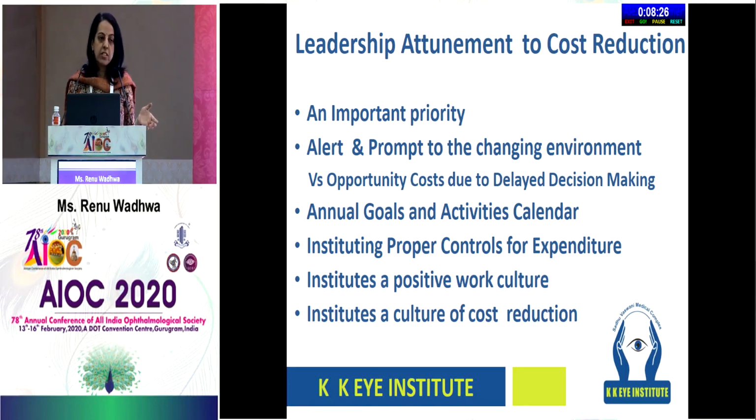We all know emergency requirements and random decisions always are detrimental to cost reduction. Annual goals and activities calendar need to be well in place, because else it's random decision making, or a post-mortem and troubleshooting kind of a situation that we create if we don't have our goals and activities for the year planned well in advance. And handling post-mortems and troubleshooting are always more expensive for the organization.